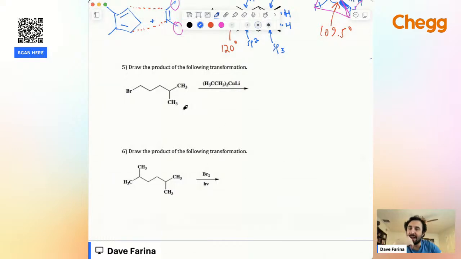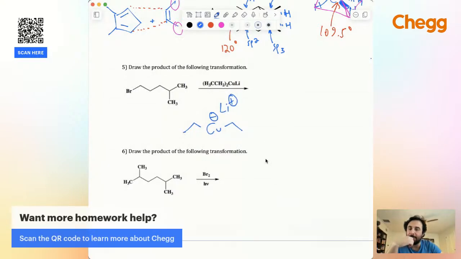So we've got this alkyl bromide and we've got an organocuprate. What is this? We've got 2 ethyl groups, a copper atom, and a lithium atom. What's going on? We have to understand what an organocuprate is. The 2 ethyl groups are bound to the copper atom. The copper atom has a formal negative charge, and the lithium cation is the counter ion that coordinates to the copper. Organocuprates are sources of nucleophilic alkyl groups.